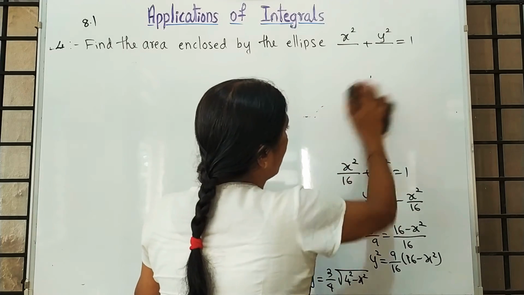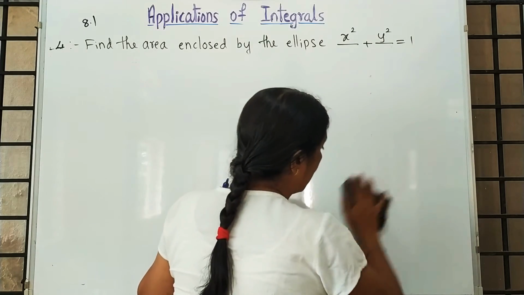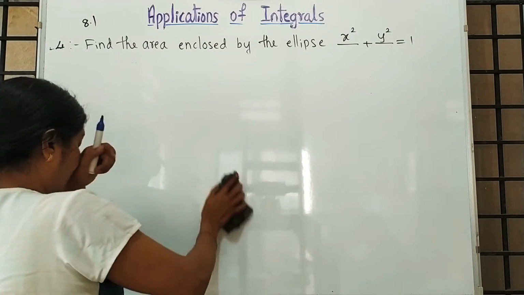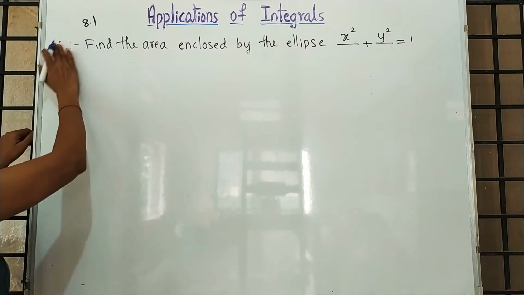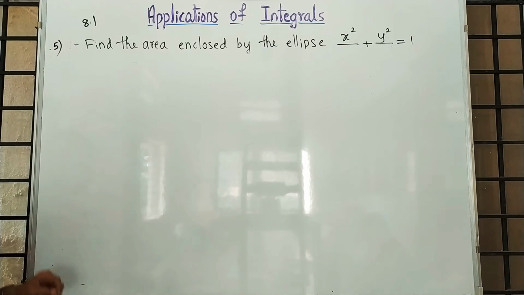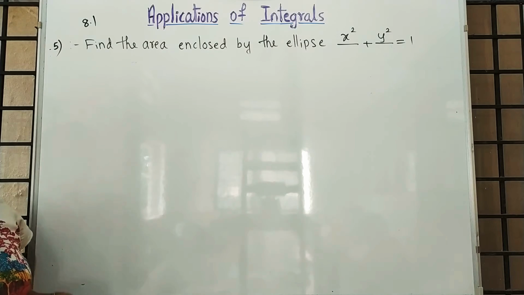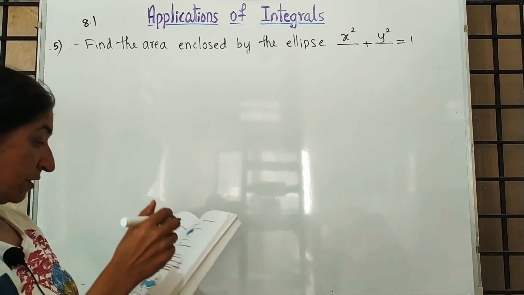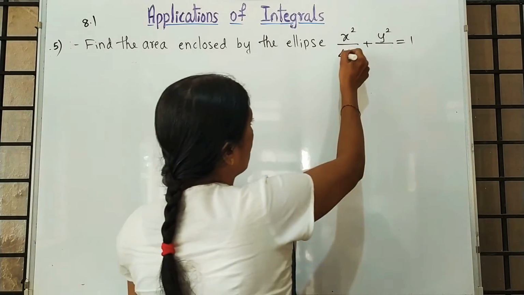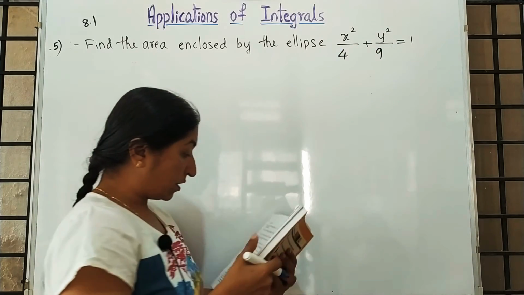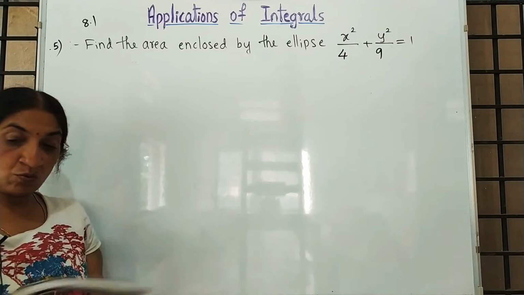Here also we have the same question. Find the area of the ellipse. Area enclosed by the ellipse. Question number 5 in 8.1. Find the area enclosed by the ellipse x square upon 4 plus y square upon 9 is equal to 1.